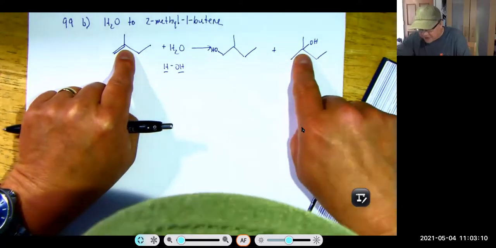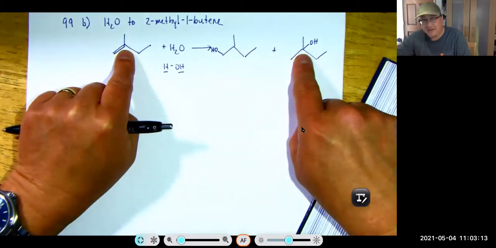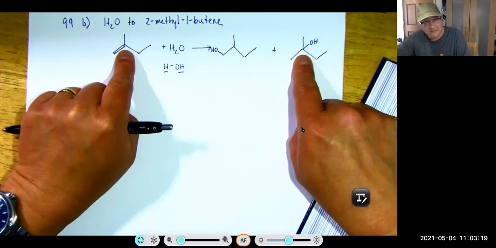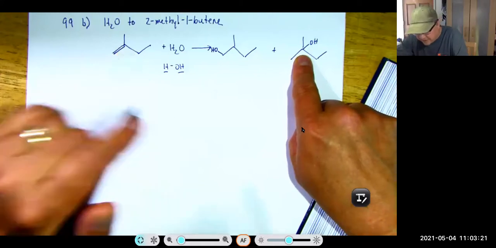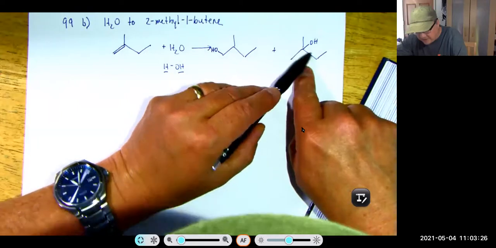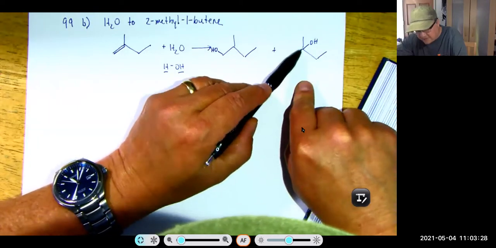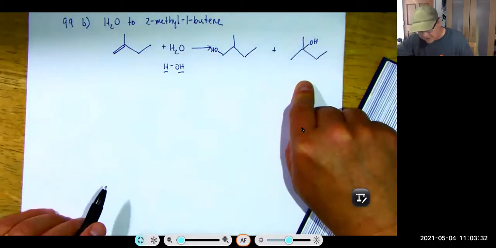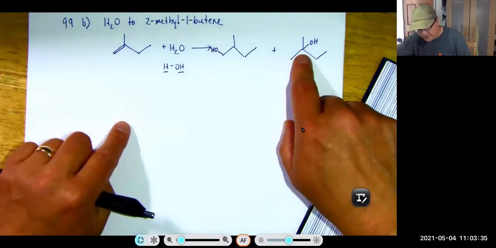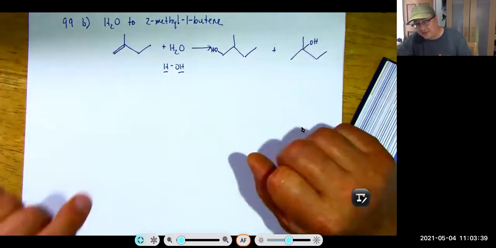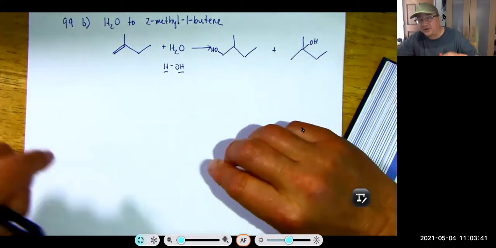How many hydrogens on the second one here? None, because here, that's a carbon, that's a carbon, and that's an oxygen. So there are none. So we didn't add any hydrogens there. So which one of these shows the product where we added the hydrogen to the carbon with the most number of hydrogens?